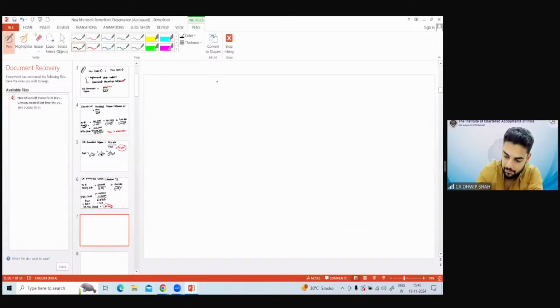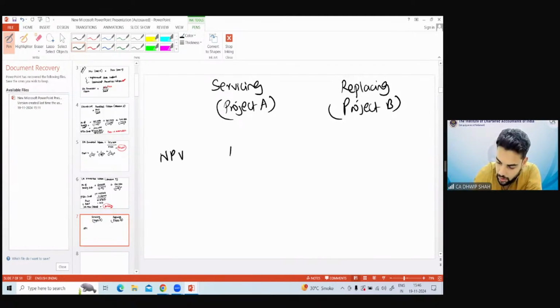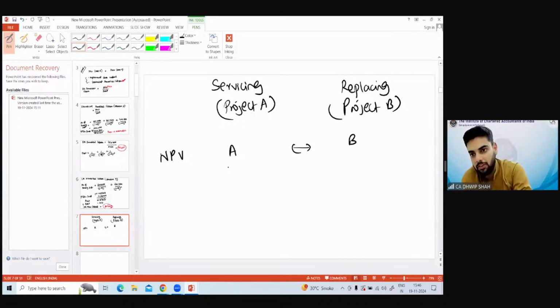Here, the projects are servicing of a machine, and another project is, let's say this is project A, servicing of machine. And another project is replacing the part of machine. Let's term it as project B. Company has to choose between these two, whether company should service the machine or replace the machine. So again, we will compare the NPV of project A with project B. The project that generates highest NPV, we will select that.